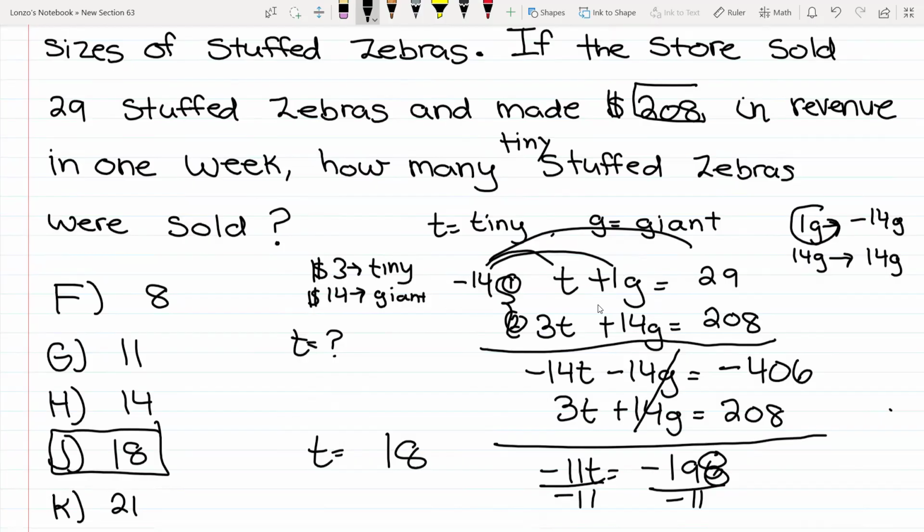Okay, the other option is you could have also gotten rid of the t's first, which is perfectly fine. You can get rid of the t by multiplying the first equation by negative 3, and then you will have a g value, right? If you get rid of the t's, you will have a g value, and then you're going to substitute that g value into the t equation. Okay, perfect. Okay, let's move on.